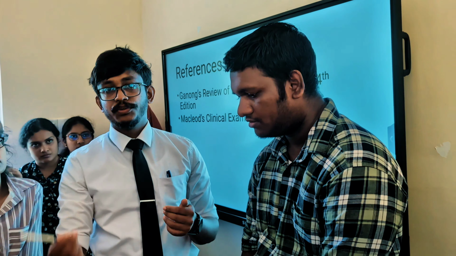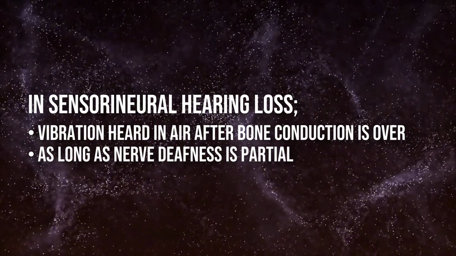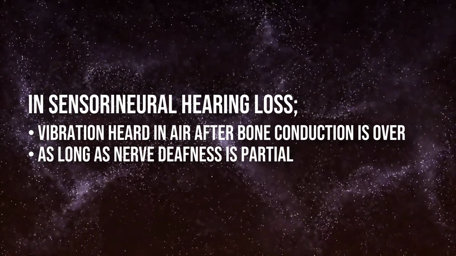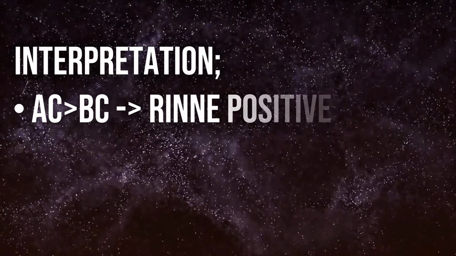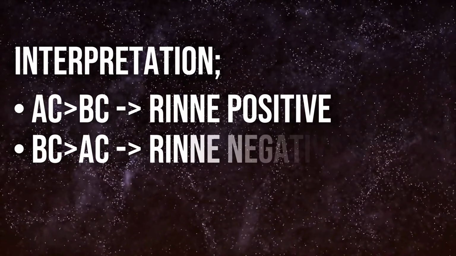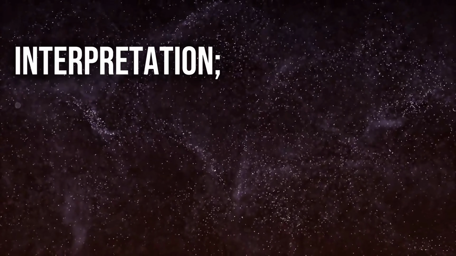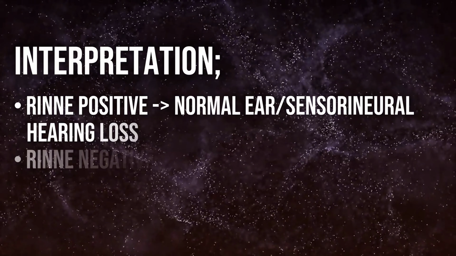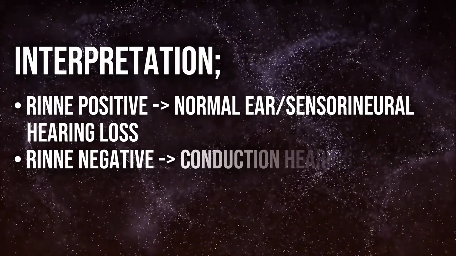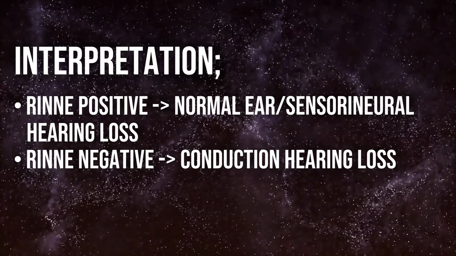In a patient who is having conductive hearing loss, the air conduction is not heard. In sensorineural hearing loss, vibrations are heard in the air after bone conduction is over, as long as nerve deafness is partial. When the air conduction is louder than bone conduction, it is Rinne positive. When bone conduction is louder than air conduction, it is Rinne negative. Rinne positive can mean either a normal ear or sensorineural hearing loss, because the conduction mechanism through the outer and middle ear is functional, so sound is heard louder in front of the ear. Rinne negative means a conductive hearing loss.